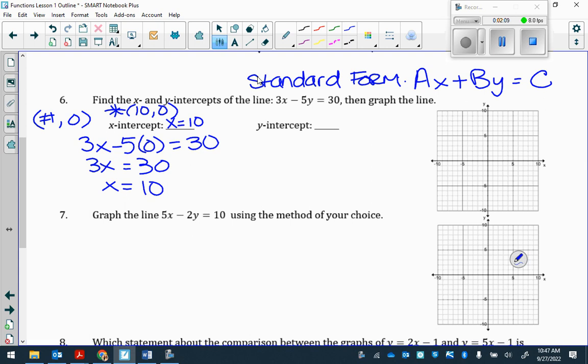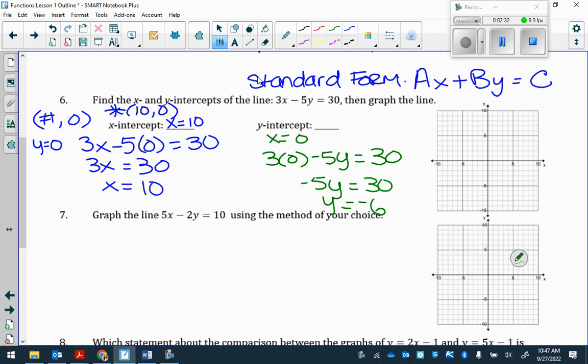Now your y-intercept, if we substituted, say, y equals 0, in order to find the y-intercept, what do we have to do? X equal to 0. 0 minus 5y is 30. Y equals negative 6. So again, if you had y equals negative 6, true notation, (0, -6). You would get the same thing if you went into y equals mx plus b. The b value is your y-intercept. All right? Any questions?